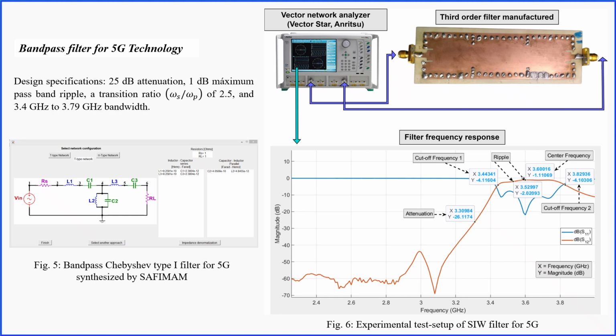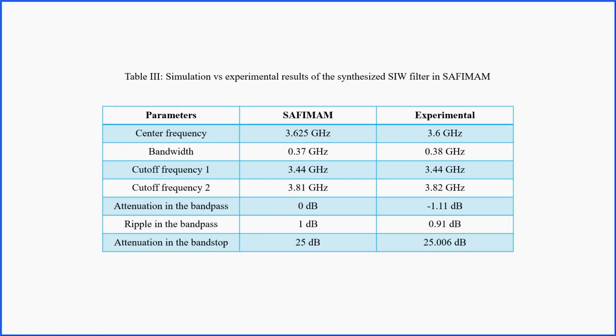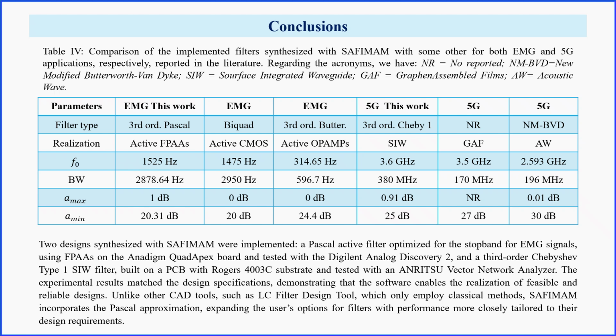The design specifications are maximum passband ripple of 1 dB, minimum stopband attenuation of 25 dB, and a transition ratio of 2.5. After entering this information into SAFIMAM along with the bandwidth and center frequency, the resulting T-type LC ladder network is obtained, as shown in Figure 5, followed by the impedance transformation. Table 3 compares the simulation and experimental results of the filter in a waveguide, showing agreement with the design specifications.